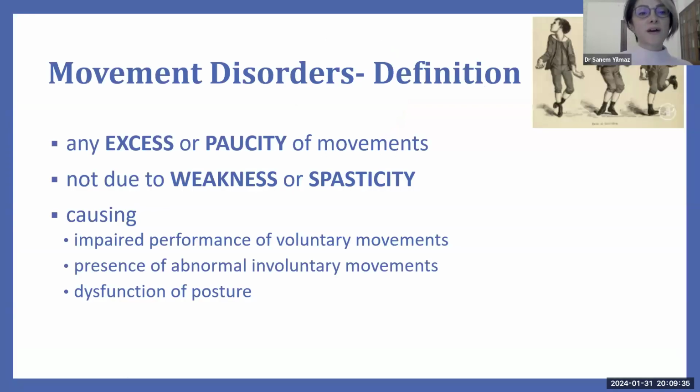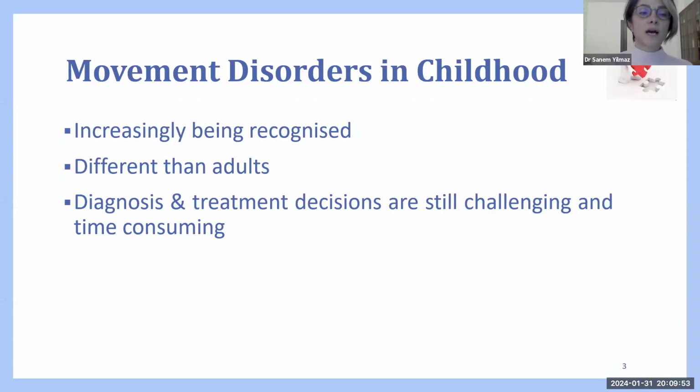As we know, movement disorders are defined as any excess or paucity of movements which are not due to weakness or spasticity, causing impaired performance of voluntary movements, presence of abnormal involuntary movements, and dysfunctional posture. Movement disorders in childhood are increasingly being recognized, and they are different from adults in many aspects, and diagnosis and treatment decisions are still challenging and time-consuming. This is mainly because movement disorders are accompanied by many other neurologic and non-neurologic conditions, and it's very common in childhood that a child can present with more than one movement disorder at the same time, and the movement disorder may evolve as the child grows.